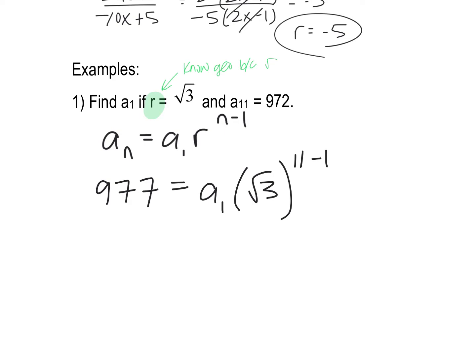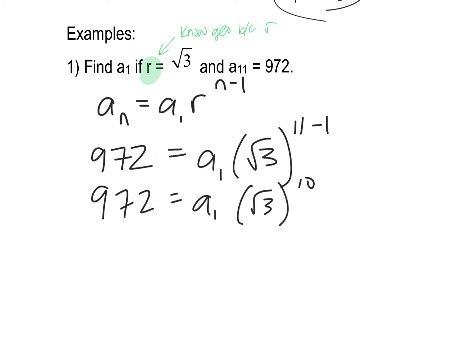Okay, so this is a little bit messier. That should be a 2, by the way, right here. So what I have to do now is do this radical 3 to the 10th, I guess. 972 equals a sub 1 radical 3 to the 10th. Well, if you remember from Algebra 2, radical 3 is the same as 3 to the 1/2. Remember that from Algebra 2? And then keep the 10 exponent.